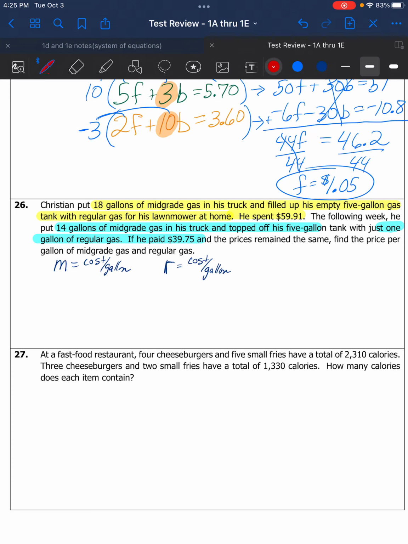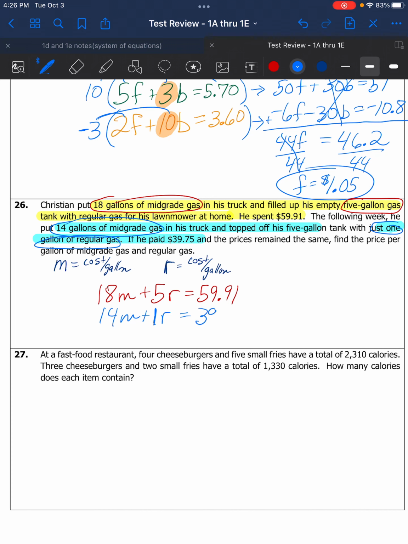So setting this up, I have 18 gallons of mid-grade, so 18M times however much mid-grade costs, plus 5 gallons of regular, so 5R, and that's going to be a total of $59.91. In the next problem, we have 14 gallons of mid-grade, and we're adding to that 1 gallon of regular, and that's going to equal $39.75.